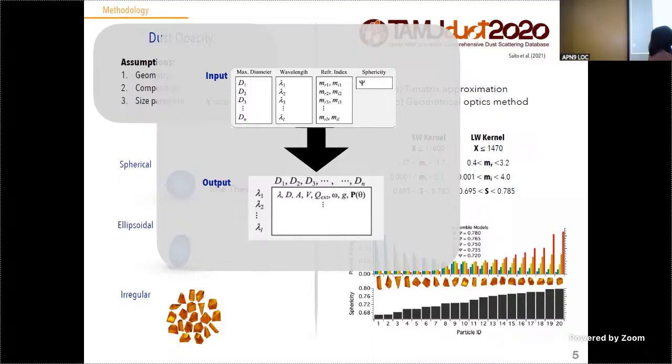And we will have as output the wavelength, the diameter, the maximum diameter, the projected area, the volume, and also the extinction efficiency, the albedo, the symmetry parameter, and the phase matrix. This is not needed here for our work.